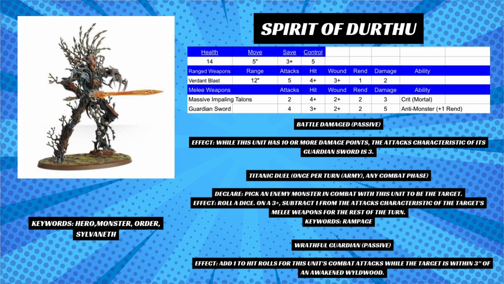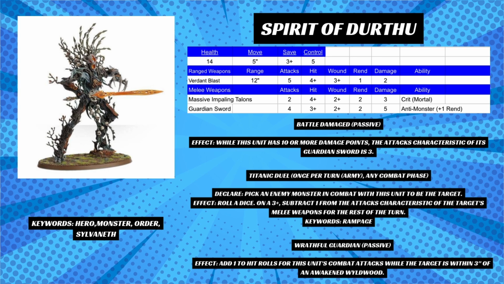This is a 14 health 3+ save monster, and it's got a ranged attack called Verdant Blast. That's actually not too shabby. It hits on a 4+, but is Rend 1 damage 2 with 5 attacks. Its Guardian Sword is anti-monster, and this has a whopping damage 5. Meanwhile, the Massive Impaling Talons has the chance to do some crit mortals. It has the ability of battle damage, where if it has 10 or more damage points on it, it will have its Guardian Sword drop to 3 attacks.